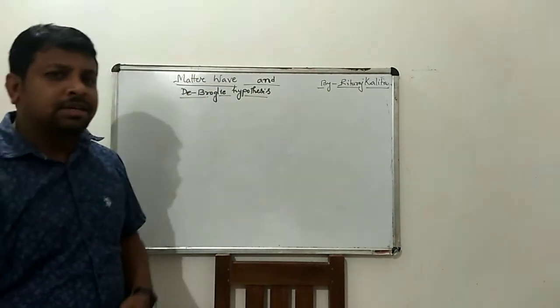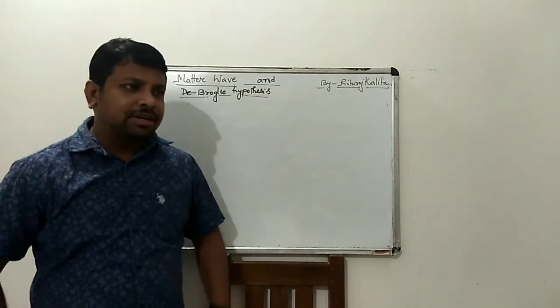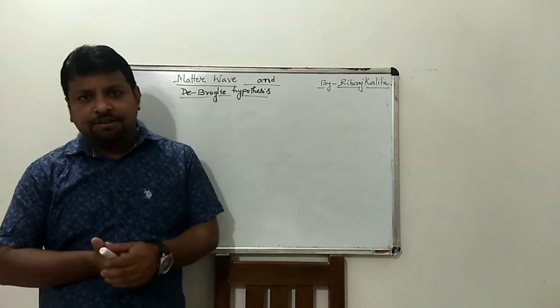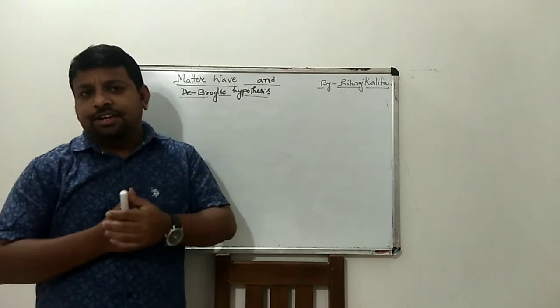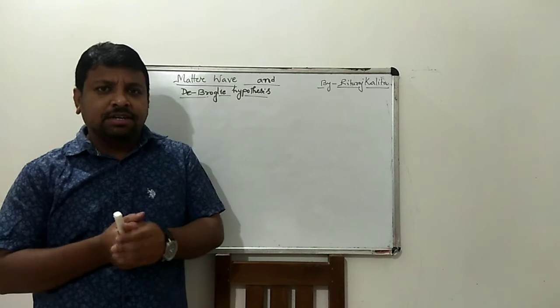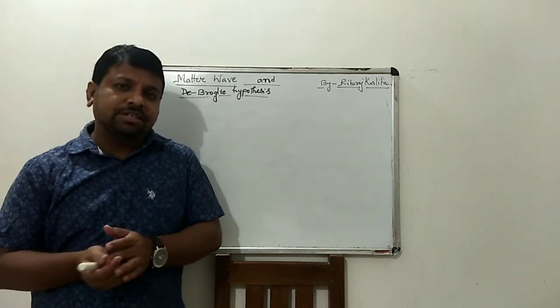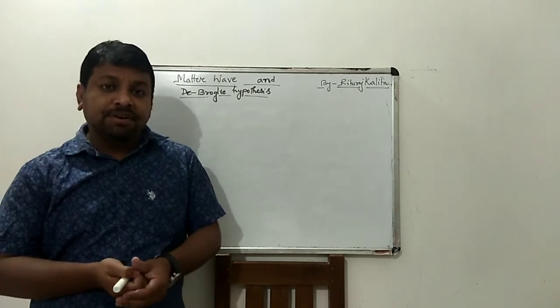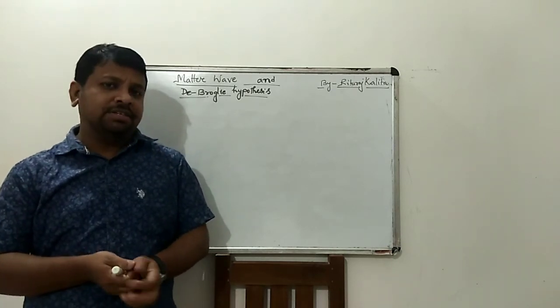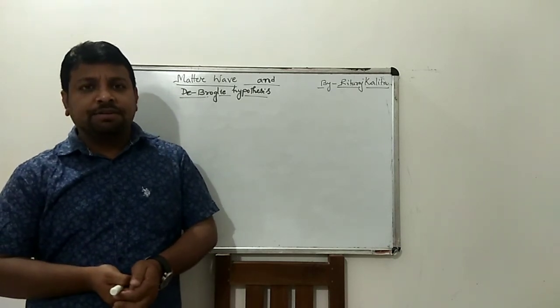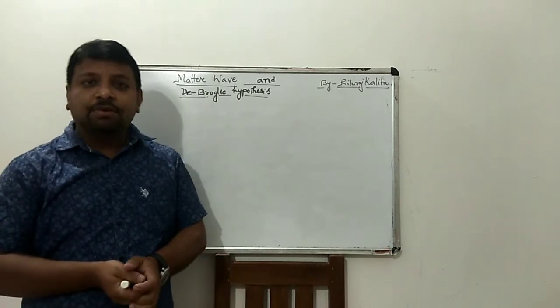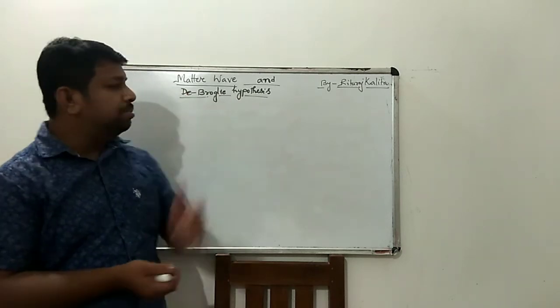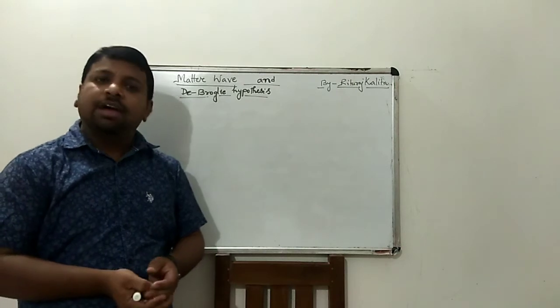Hello students, today we discuss another interesting part of the photoelectric effect, and that is the dual nature of radiations and matter. That means today we discuss the dual nature of radiations and the de Broglie hypothesis. So this is matter waves and the de Broglie hypothesis.